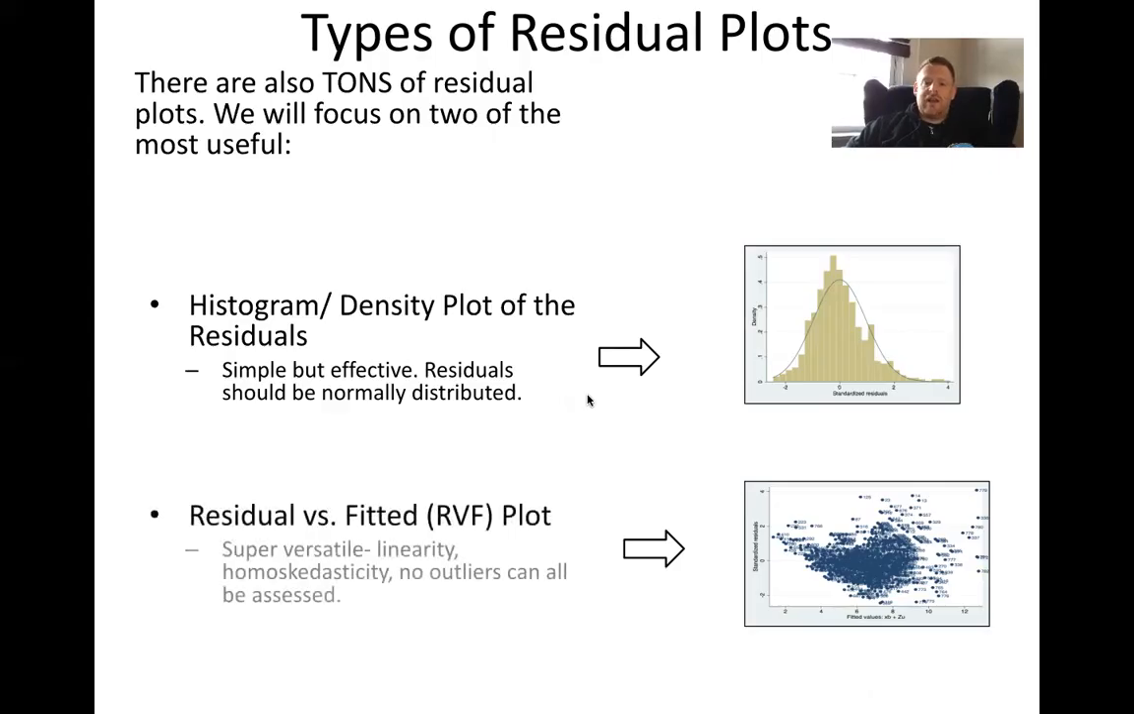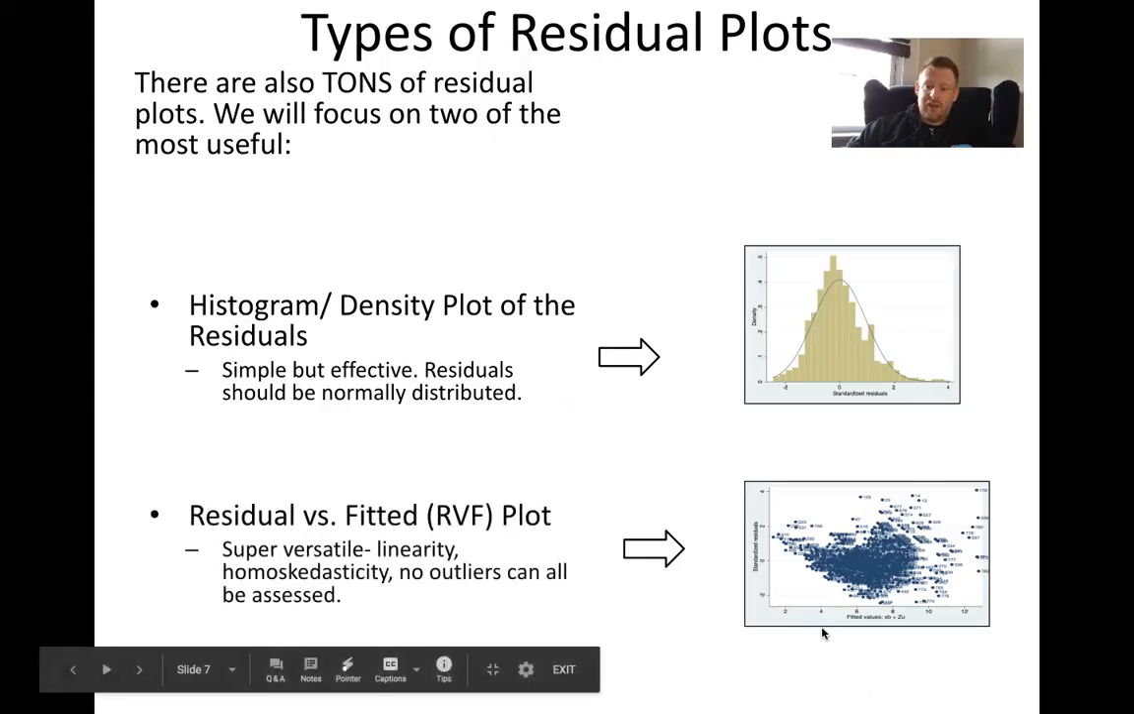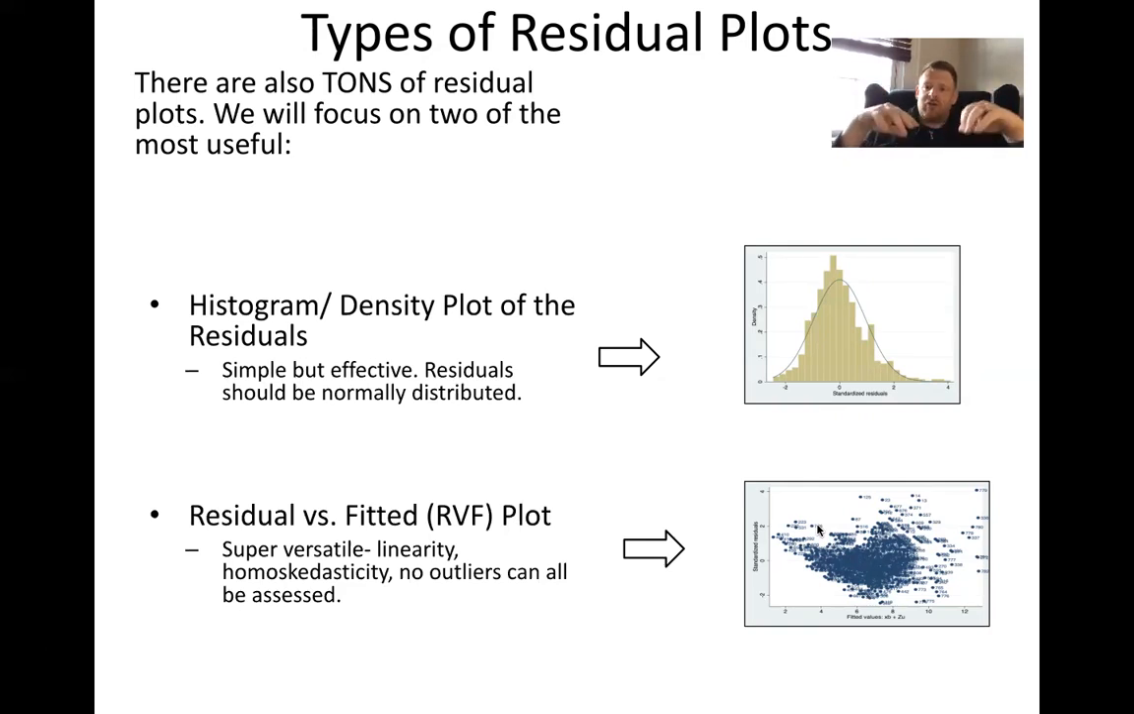I also really like an RVF plot, residuals versus fitted. This is an XY plot where the Y axis is your residual values and the X axis is your predicted values. What you're looking for is an uninformative cloud. You shouldn't see a lot of trends. You shouldn't see a lot of curving or funneling. If you do, that could hint to violations of the homoscedasticity or linearity assumptions. But we'll talk about all that in the demonstration video as well. So just to preview a little bit, these are the two plots that I think are most useful.